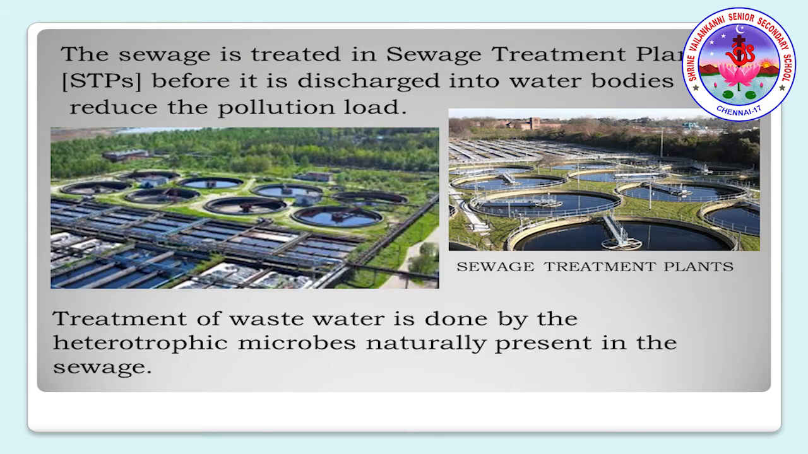Here in this slide, we're going to study the STP. Before it is discharged into water bodies, to reduce the pollution load, the treatment of wastewater is done by the heterotrophic microbes naturally present in the sewage. Ganga Action Plan and Yamuna Action Plan have been initiated by the Ministry of Environment and Forest, under which a large number of STPs will be built to treat sewage before it is discharged into rivers, to reduce pollution.